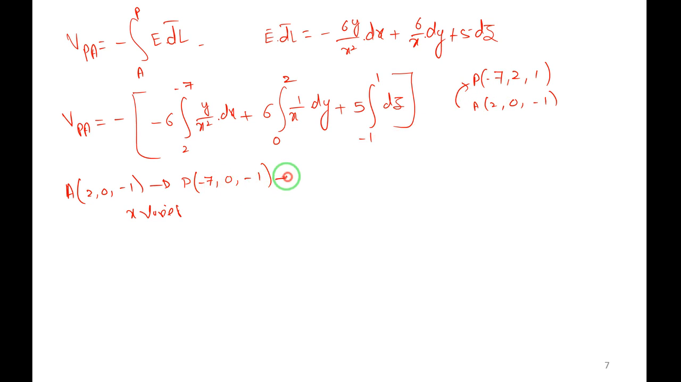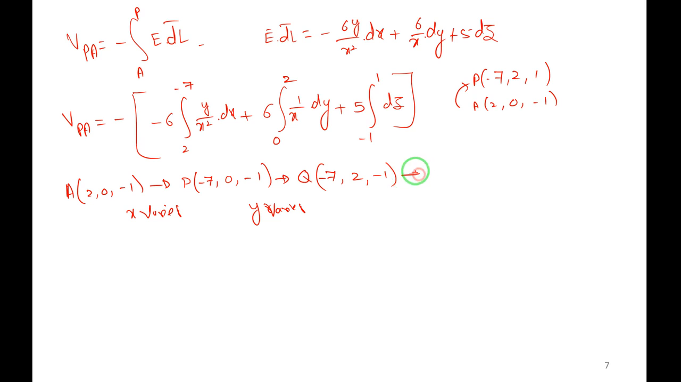Right? The next P2, let me call this point as Q. Y varies here. So we will write x as it is, minus 7. Y is varying, we will see z minus 1 as it is. So what about y? Y is varying from 0 to 2. Right? 0 is here, 2.